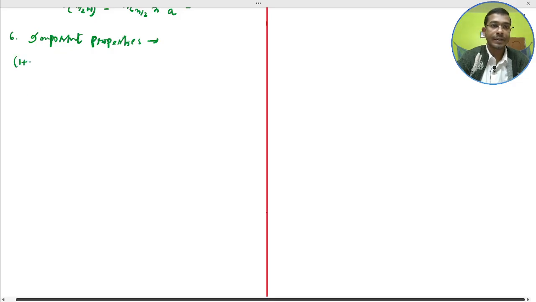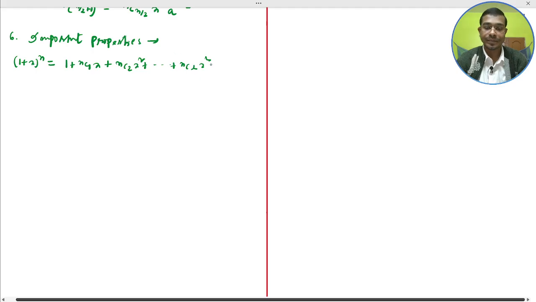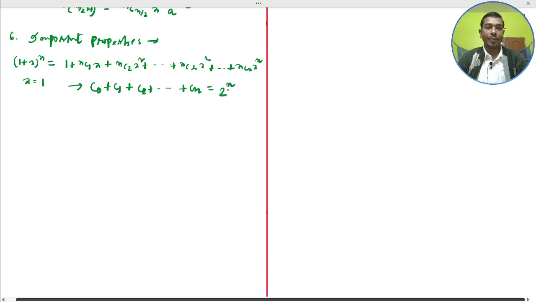(1 + x)^n = 1 + nC1 x + nC2 x² + ... + nCr x^r + ... plus the last term nCn x^n. So putting x equal to 1, it becomes C0 + C1 + C2 + ... + Cn, which equals 2^n. Very important property.